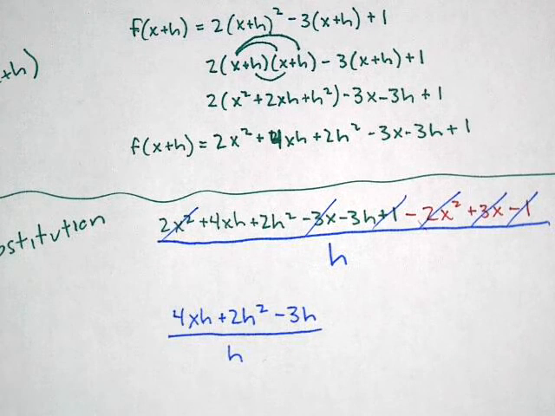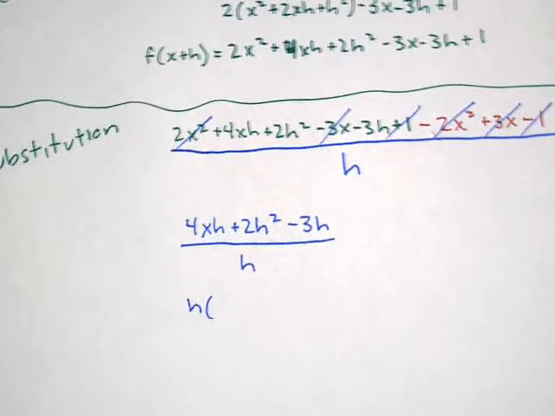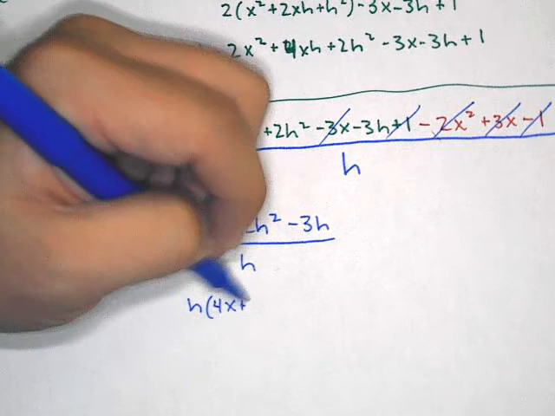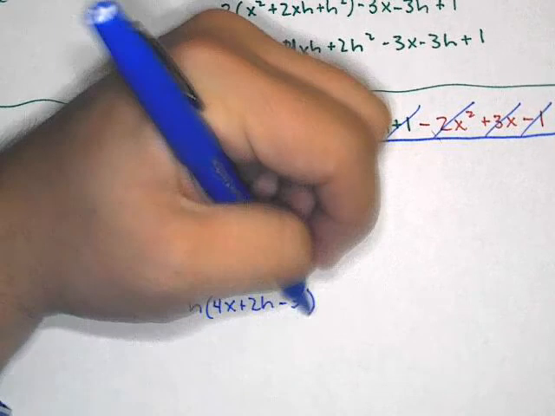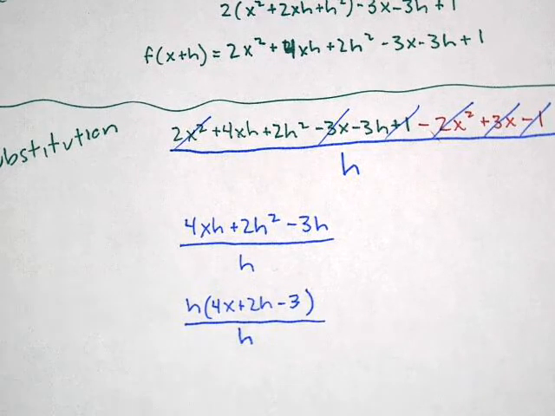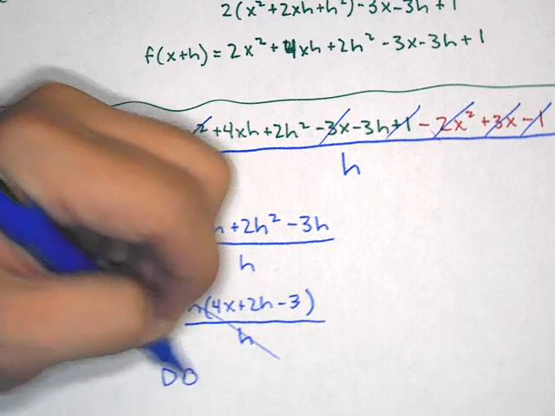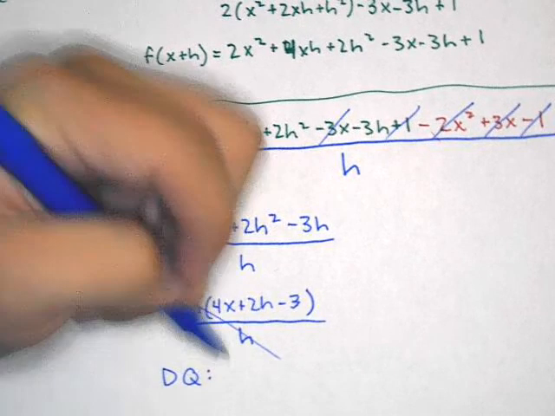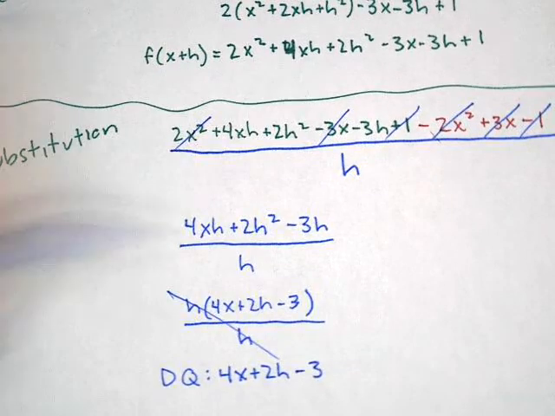And what do we know? We know that we're going to factor out an h. Let me move down a little, sorry about that. 4x plus 2h minus 3, all over h. Cancel. So we know that our difference quotient here is 4x plus 2h minus 3.